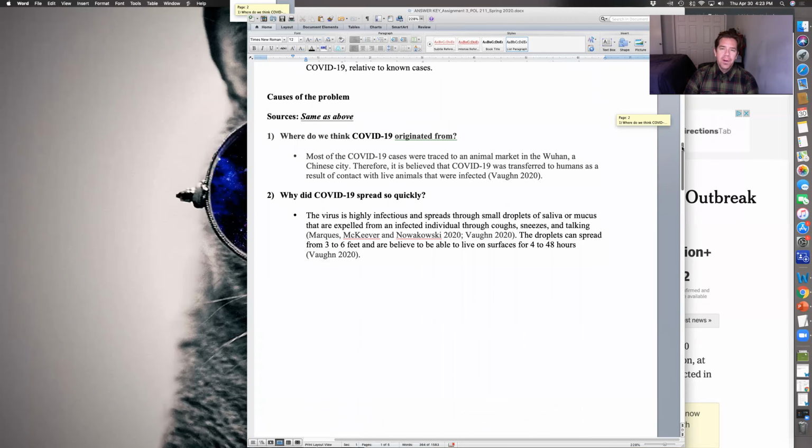Where did it come from, right? So again, from a policy perspective, we want to identify the causes of the problem. And it's also important to note that we're still investigating this and still learning more. But what we do know, and again, it's important to note that information is continuing to be gathered, that's why I put, where do we think? Most of the original COVID-19 cases have been traced to an animal market in Wuhan, a city in China. And this is a live animal market. I think they call them wet markets, right?